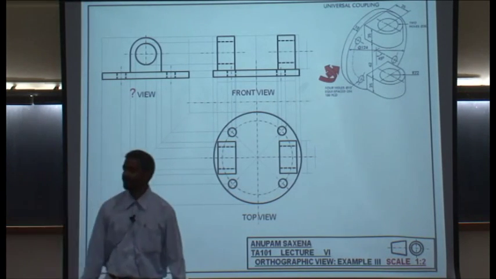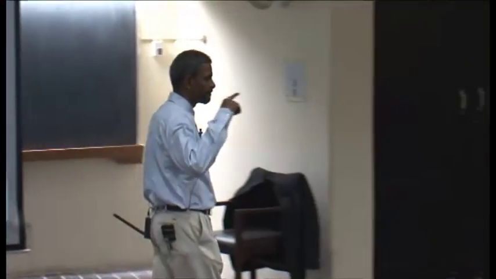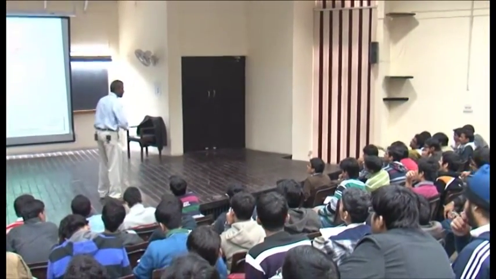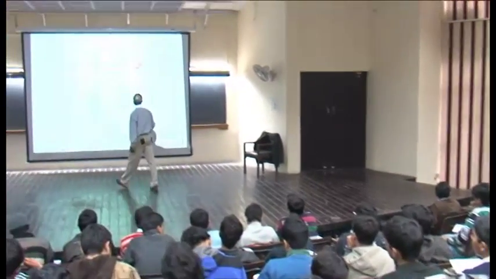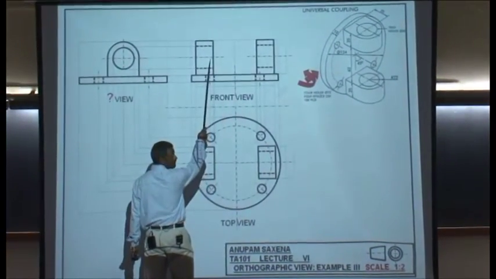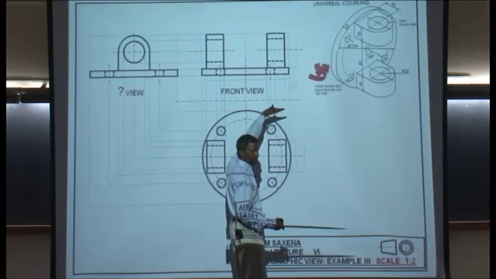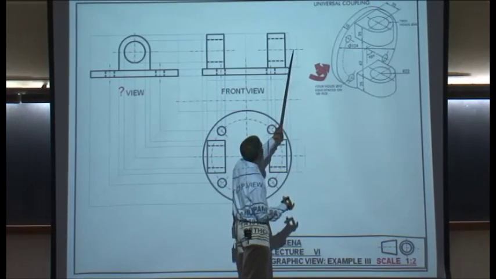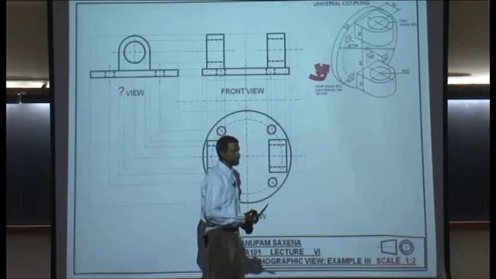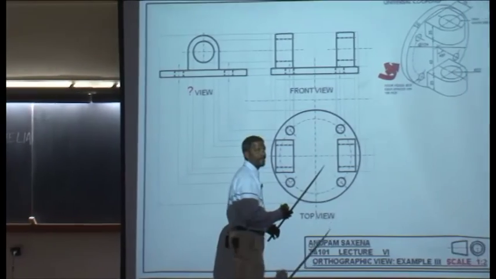Any questions? Yeah. In the front view. Center what? Because the cylindrical void is like so, no? So this center line represents the axis of the cylinder, axis of the cylindrical void. Right?